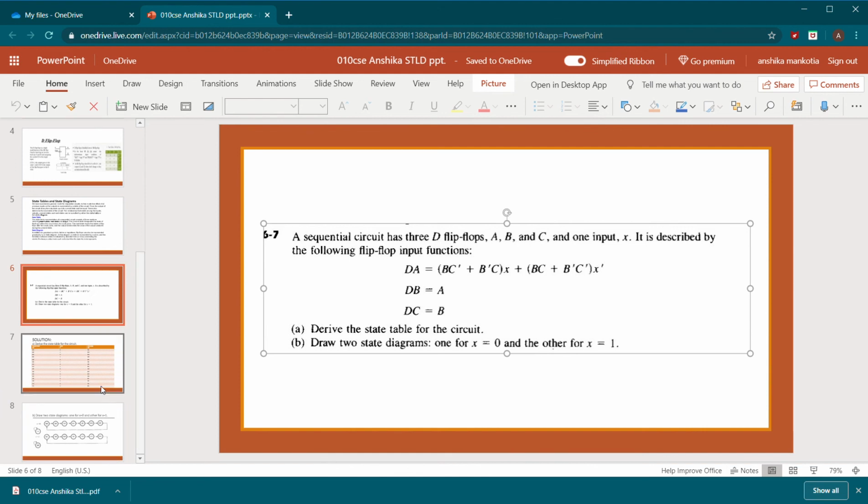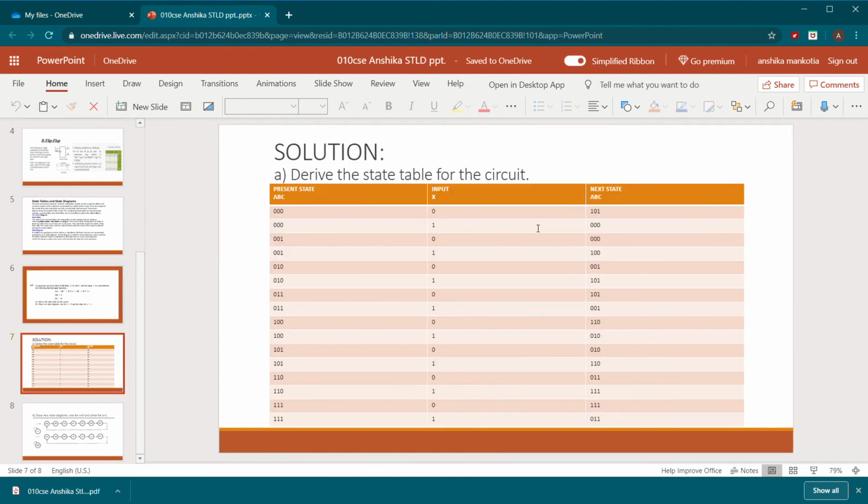So this is the solution of the first part, the state table of the circuit. I have constructed 3 sections labeled present state, input, and next state. Present state designates the state of the flip-flop before the occurrence of the clock pulse. The next state shows the state of the flip-flop after the clock pulse, and the input section lists the value of the input variable during the present state. And these are the binary numbers of the state.